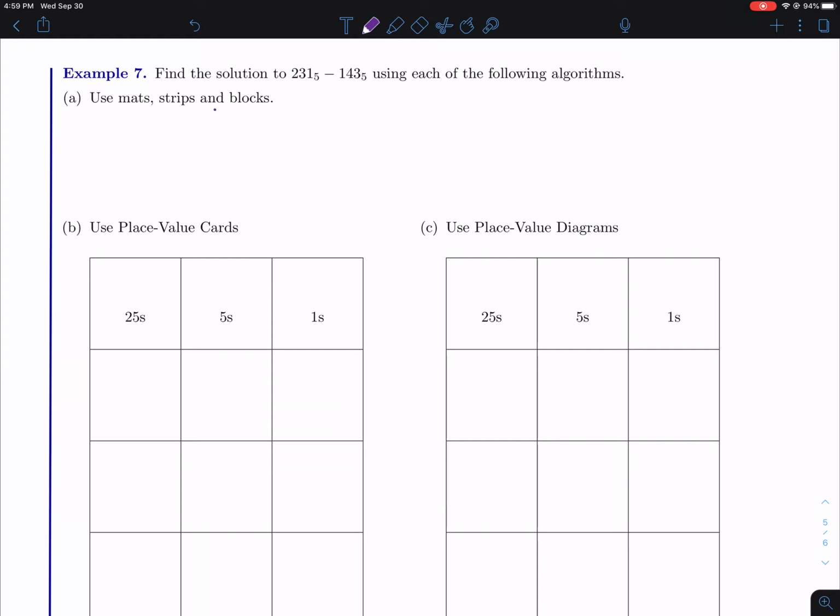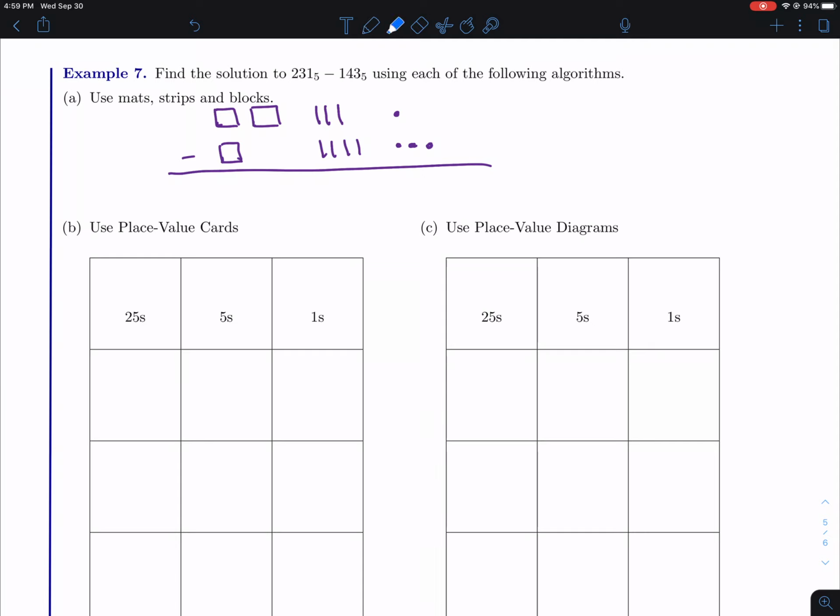So again, let's write this out as 2 mats, 3 strips, 1 dot, and then 1 mat, 4 strips, 3 dots. And so maybe I left enough room this time. We'll see. So again, I run into a problem right off the bat because I'm trying to take 3 dots away from 1 dot, but unfortunately I can't do that. I have to have more dots on the top than I do on the bottom.